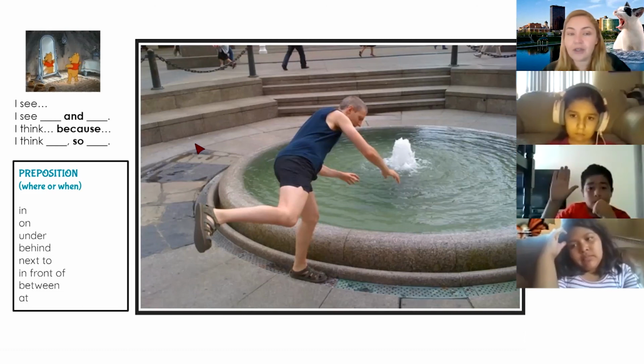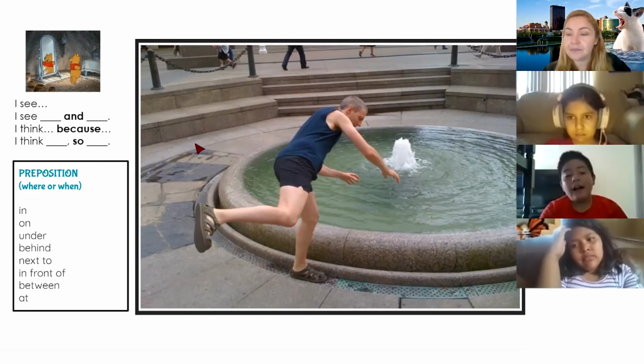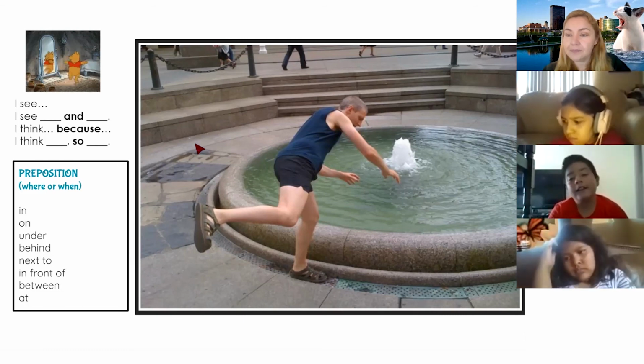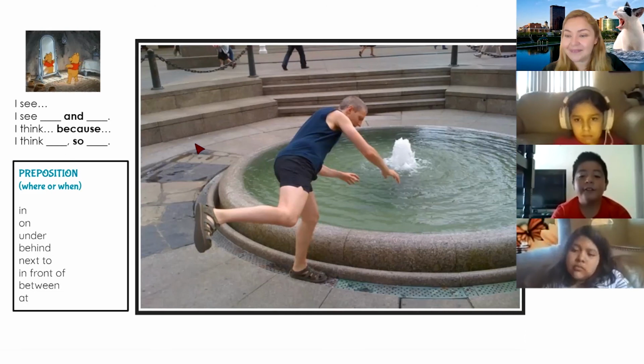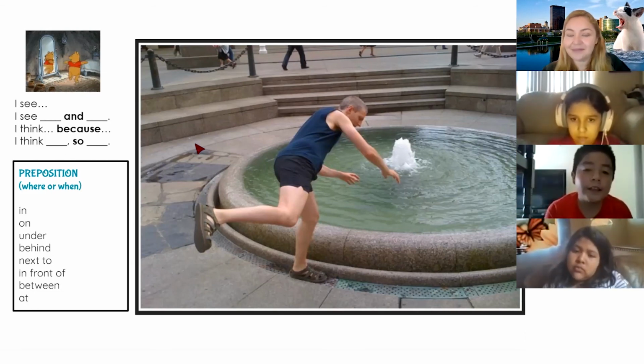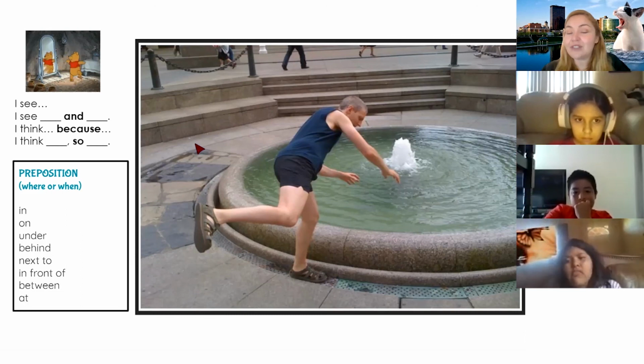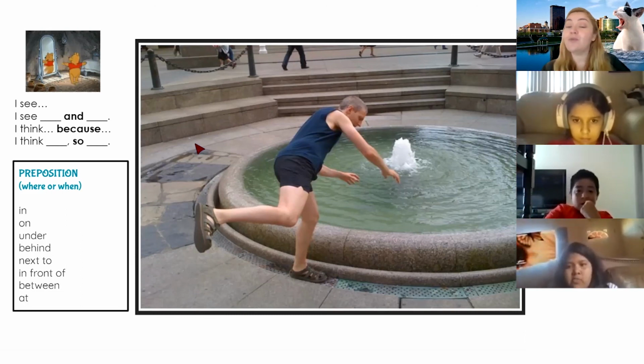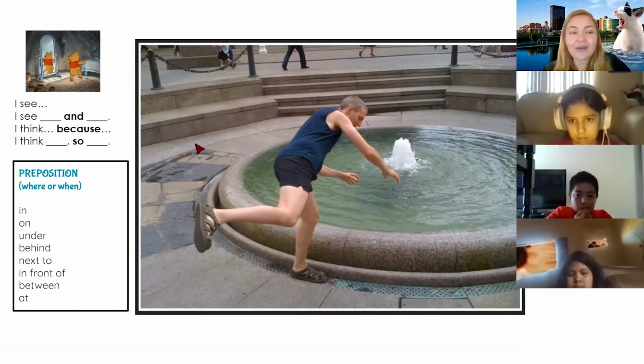I'm sorry, Jonathan, did you have something to add? I think he was trying to go around on one foot and he can fall. And he falls. Okay, maybe he was just trying to go around, maybe hopping on one foot, and he fell in the fountain. Thanks, Jonathan.